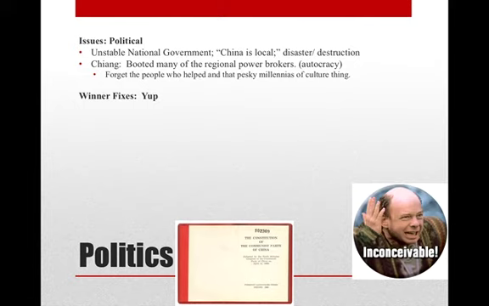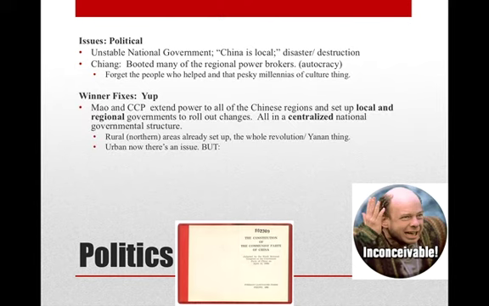Does the winner fix the political issues? Remember, the political issue was we want to get rid of the power vacuum and we want to bring China together under a strong national government. Does the winner, the Chinese Communist Party, fix these issues of weak national government and a power vacuum that people are trying to take up? The answer is yes. And the answer is the CCP and Mao do it rather quickly. They create a massive centralized national government.